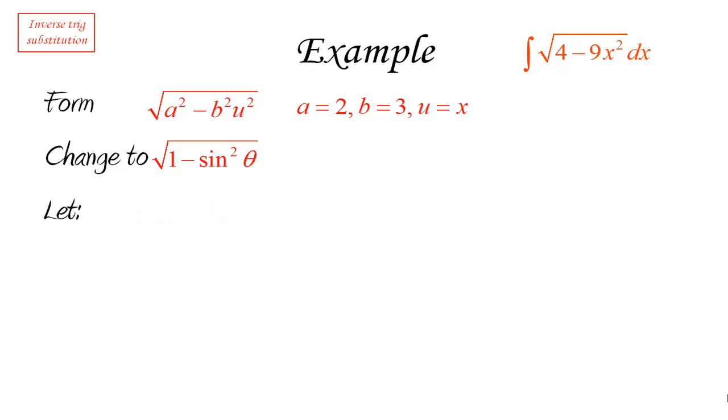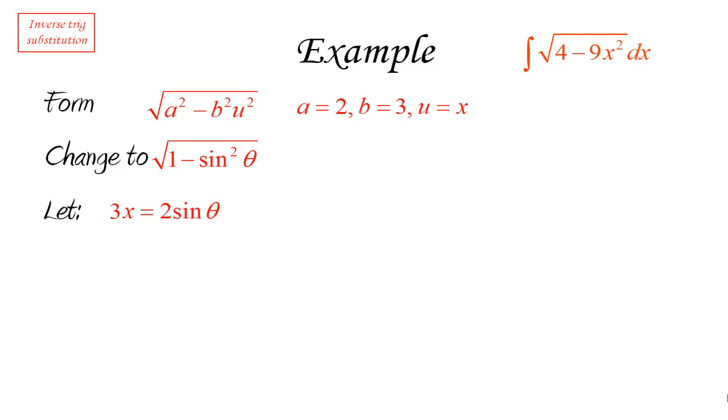Let me go through that again. So let's erase the whole thing. So again, remember, we're trying to change 4 minus 9x squared into 1 minus sine squared of theta. So first of all, we want to change the x squared to a sine squared of theta. Okay? So we would like somehow x to be equal to sine theta, but we have a 9x squared. So instead of just x, we need to change 3x to a sine theta. And then again, in order to get rid of the 4 which we have at the beginning, we want to multiply the sine theta by 2. Okay?